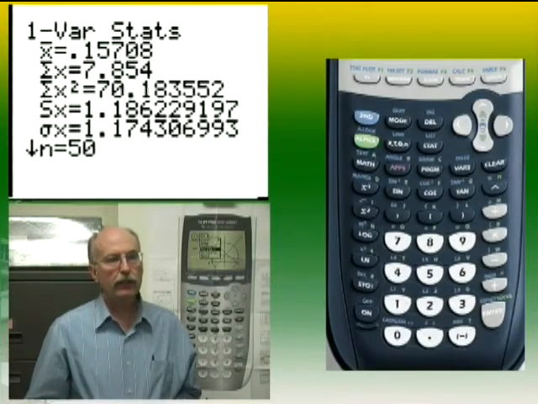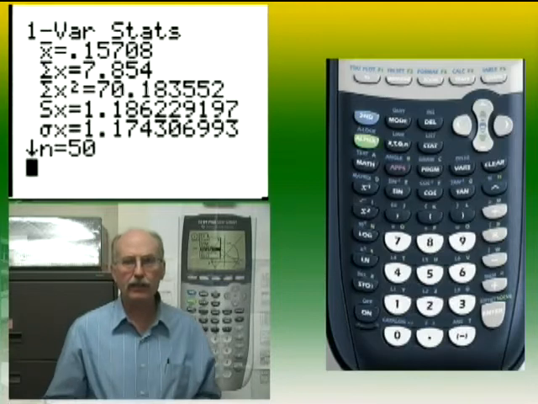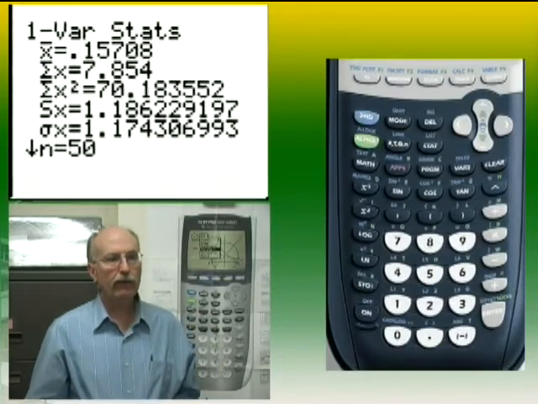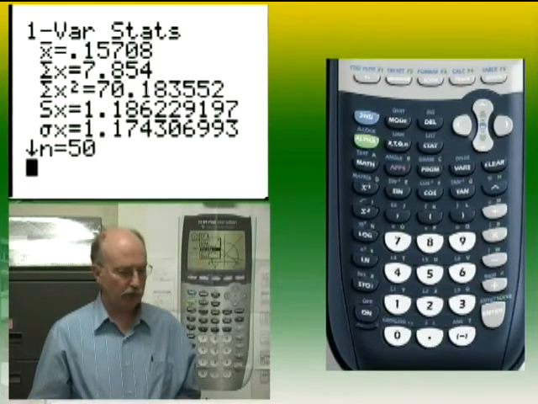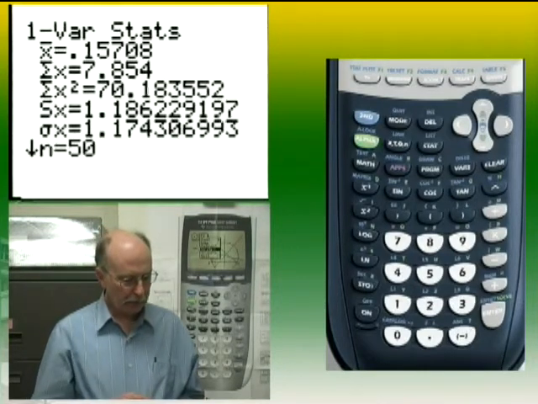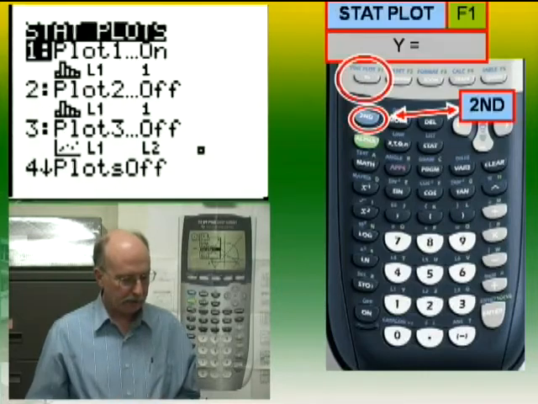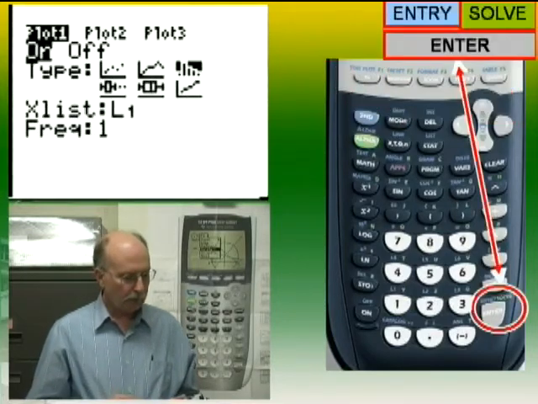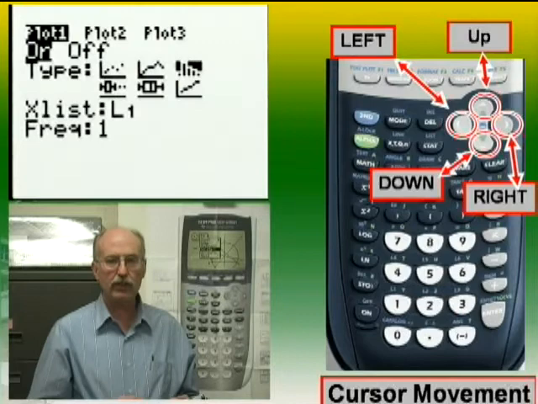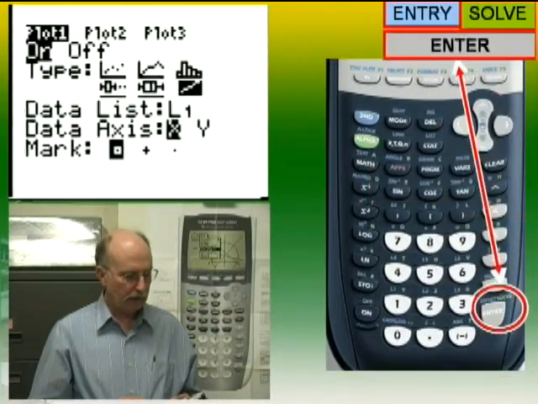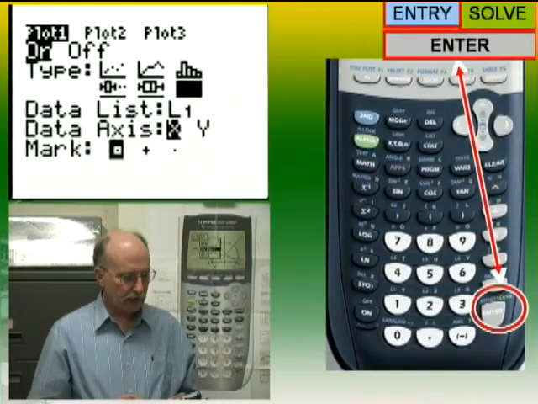Okay? So, does that mean that's a good normal curve? Well, one of the things that we can do is do a normal probability plot, and then we'll make a judgment about how good this curve is. So we're going to go back to stat plot, second stat plot. We're going to hit enter for plot 1, and we're going to change our type from a histogram all the way over to the normal probability plot, which is the sixth one on that list. And we hit enter, and it says that our data is in L1, and we're going to use the x-axis, so we can hit graph.